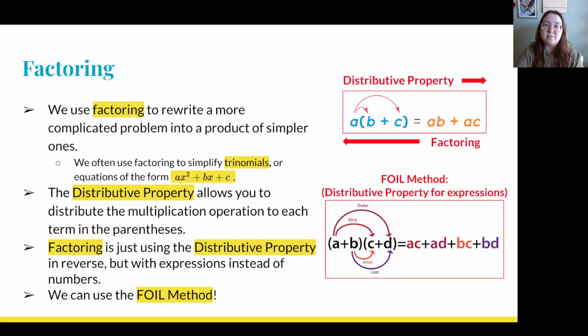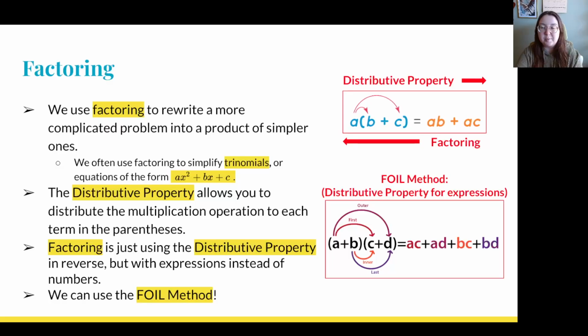So this leads us into factoring. We can use factoring to rewrite a more complicated problem into the product of simpler ones. We use factoring to simplify trinomials, or expressions of the form ax squared plus bx plus c. Factoring will allow us to solve quadratic equations. And factoring is the reverse of the distributive property.